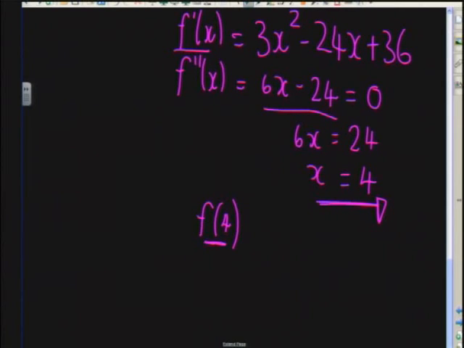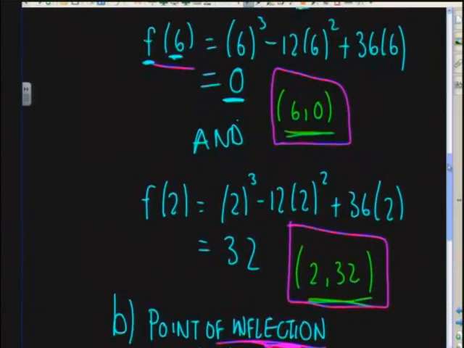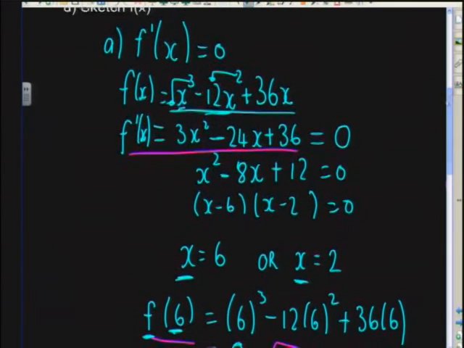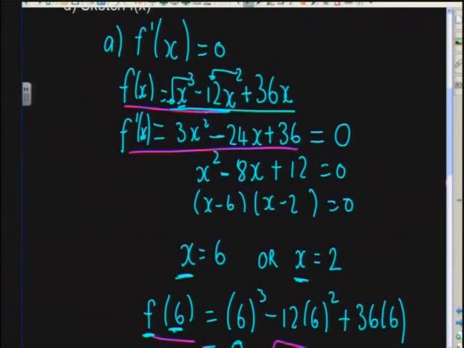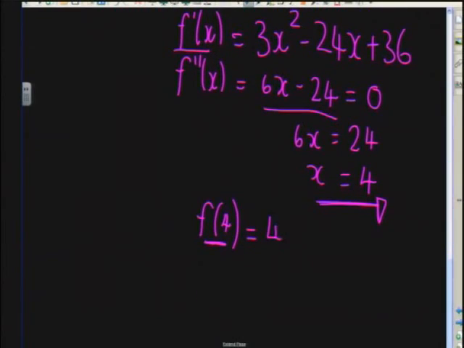So we simply take the 4 and put it back into, always when you're trying to find function values, use the function. So we need to use f of x. All right? So we put it into x cubed minus 12x squared. So it's going to be 4 cubed minus 12 times 4 squared plus 36. Okay, let me just double check that.